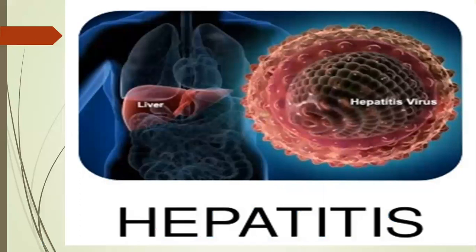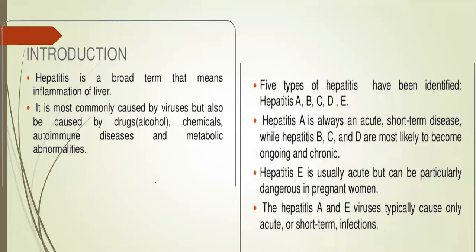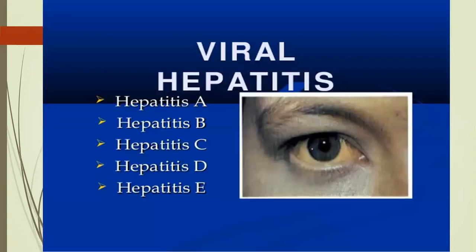HIV related diseases. So we'll talk about the second very important viral disease, that is hepatitis. Hepatitis is actually a broad term that means inflammation of the liver. It is most commonly caused by viruses, but can also be caused by drugs, chemicals, autoimmune disease, and metabolic abnormalities. But here we will talk about viral hepatitis. There can be 5 categories of virus: A, B, C, D, and E. So let's talk about them one by one.